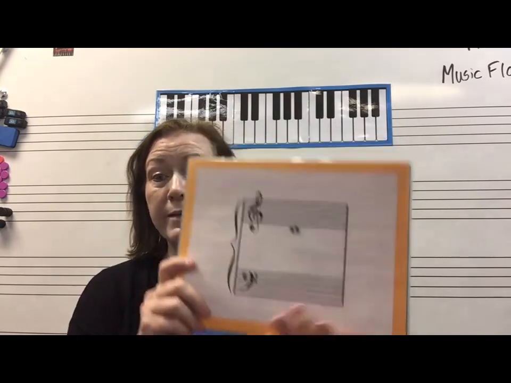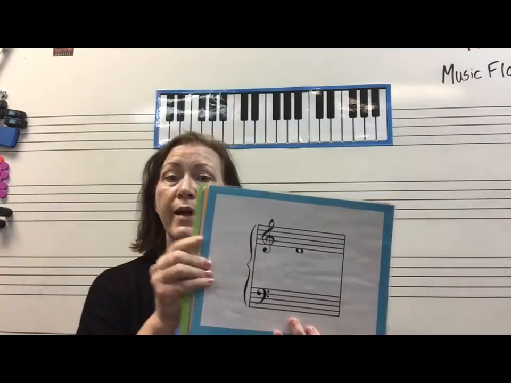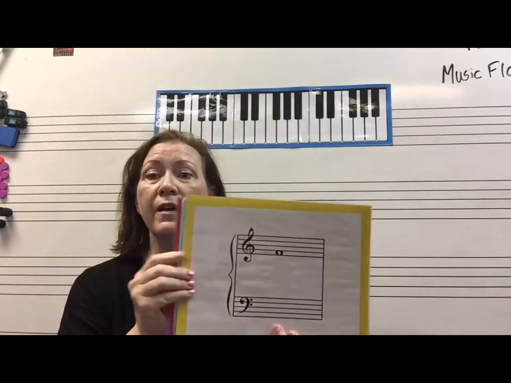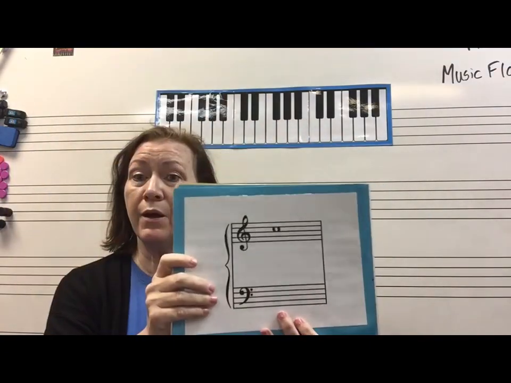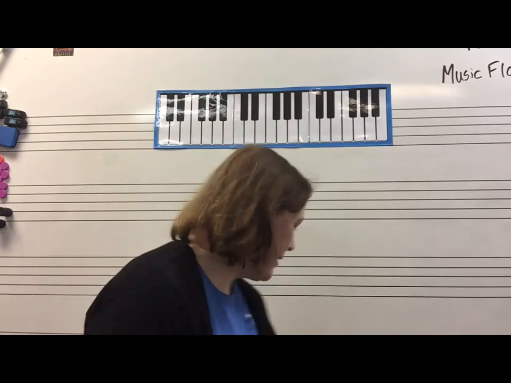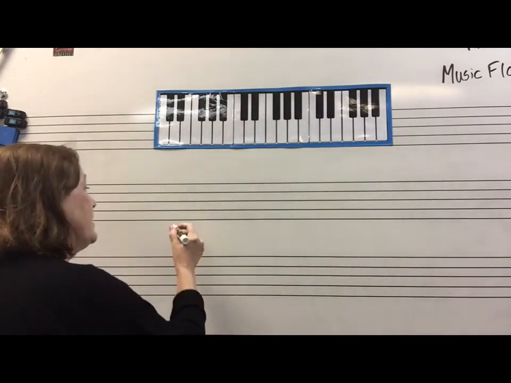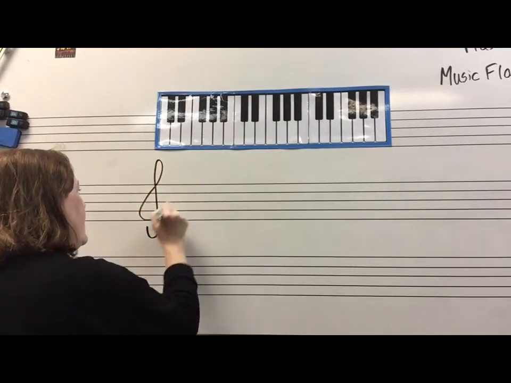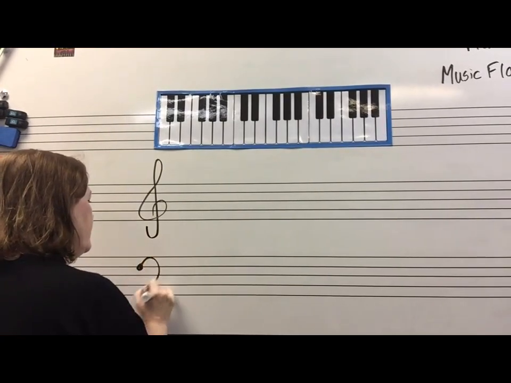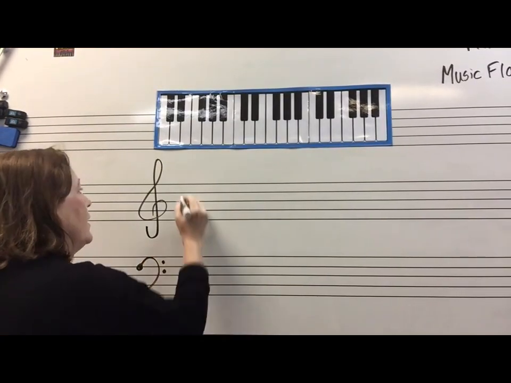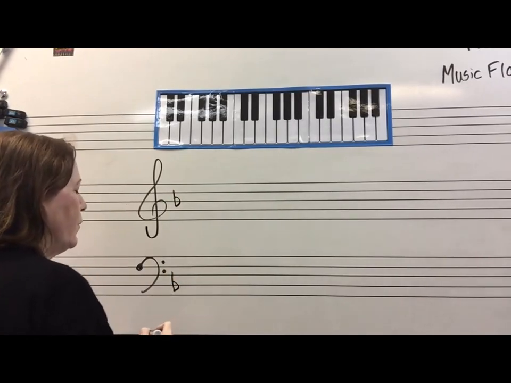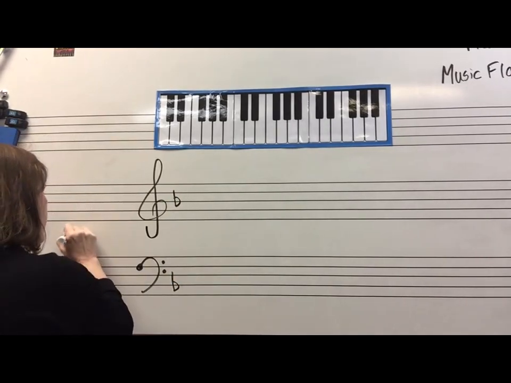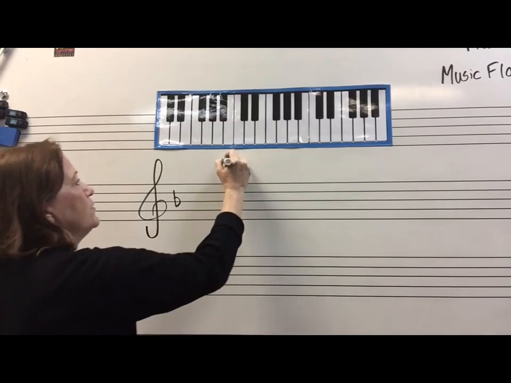Let's come to the board and say, do, re, mi, fa, so, la, ti, do. And we sing, treble clef sings up so high, bass clef sings oh so low. When we have one flat in our key signature, we are in the key of F major. F major.